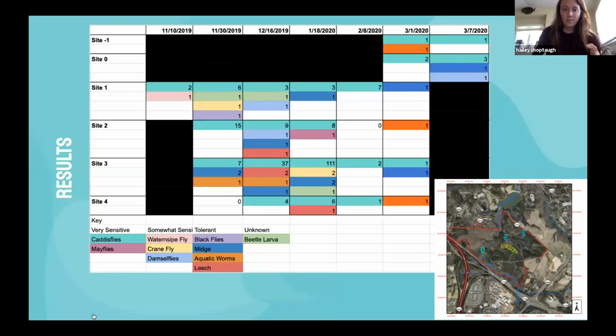So the first sample was the day that I went out and was initially hoping to sample in streams 1, 2, and 3, pictured on the bottom right. But as you remember, streams 2 and 3 were dried up, so that didn't work out.